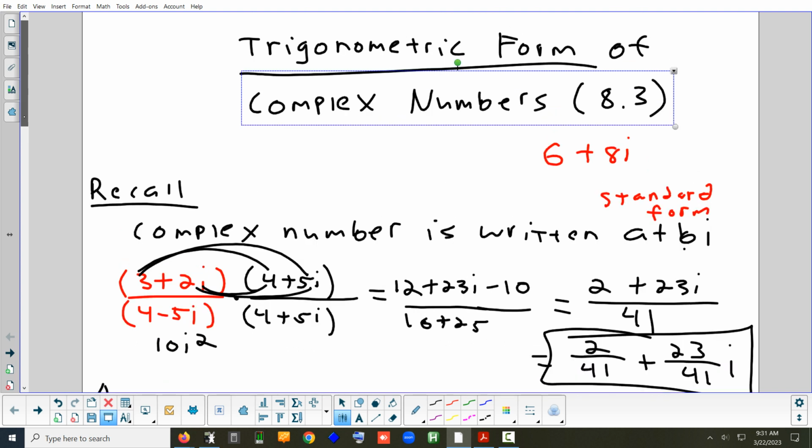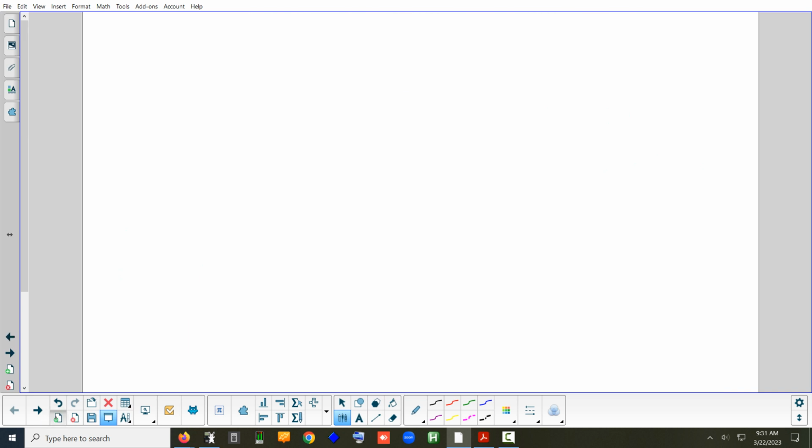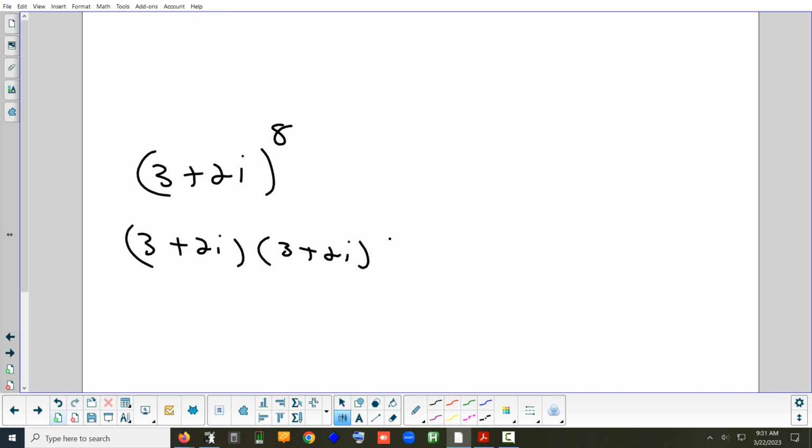The main thing that we're going to do in trig form is multiply, divide, and raise to a power. Because imagine how awful something like this would be. If you want to take a number and raise it to the 8th power, that means to write 3 plus 2i 8 times. You have 8 sets of parentheses with 3 plus 2i, and then you have to FOIL all of them. That's going to be a mess. That's a lot of foiling. It's still doable, but it may take you like 10 or 15 minutes.